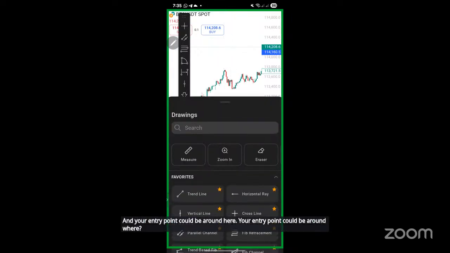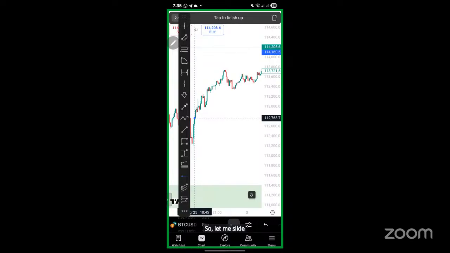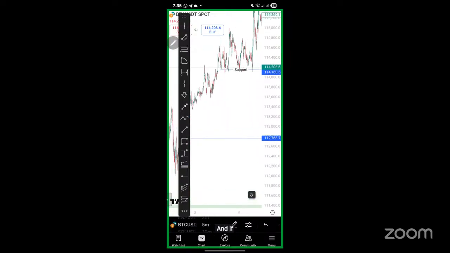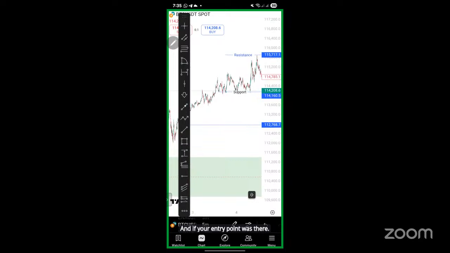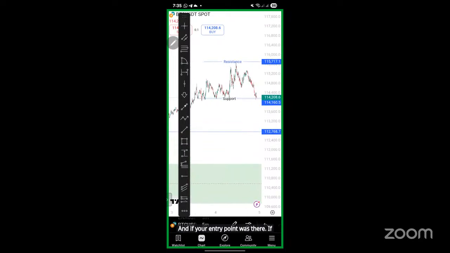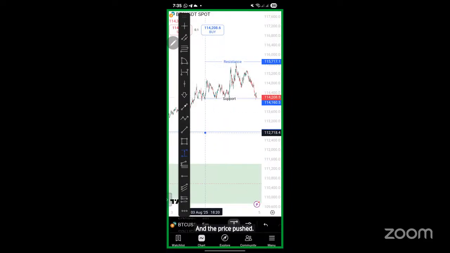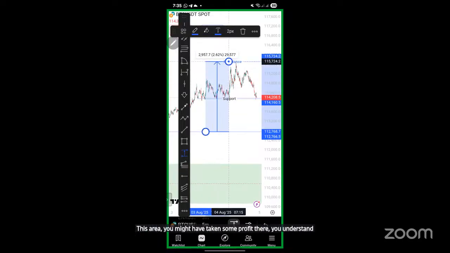So let me bring this line. Your entry point could be around here. And if your entry point was there, and the price pushed from this area, you might have taken some profit there. You understand? So that is it.